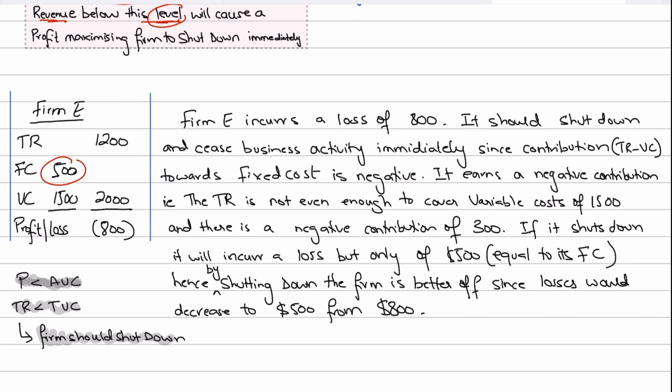देखिए, Firm is incurring a loss of 800, जो मैंने यहाँ पे बात लिखी है. I told you कि they should shut down and cease business activity immediately because contribution negative है ना. Total revenue is less than variable cost. Since contribution towards fixed cost is negative, ठीक है जी, तो business को close करना is better, shut down करना is better basically, I mean. So यानी ceasing production is better.